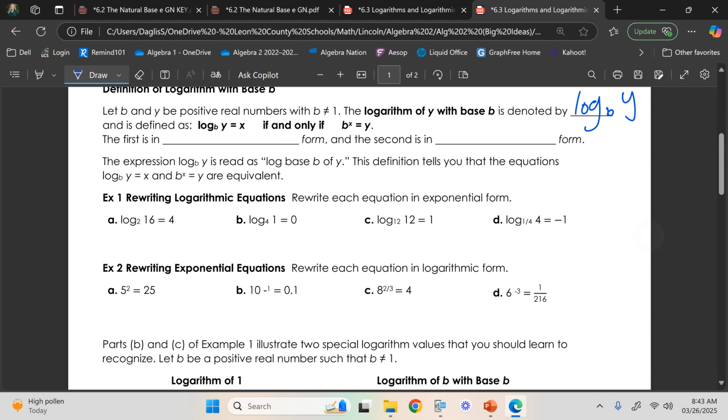The first thing we're going to look at is going back and forth between forms. If you have the word log, that is logarithmic form. If I'm asking you to rewrite it into logarithmic form, I'm asking you to write the log. And vice versa, my other one is called the exponential form. If my x is in my exponent, that's exponential.